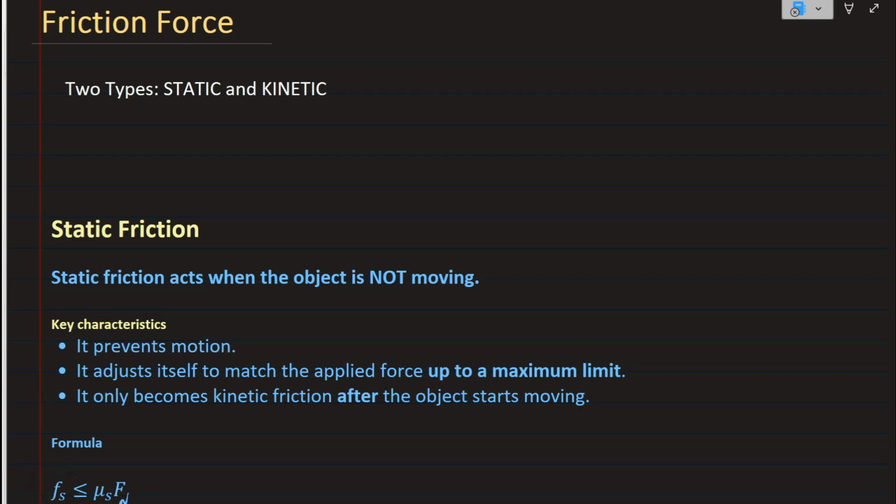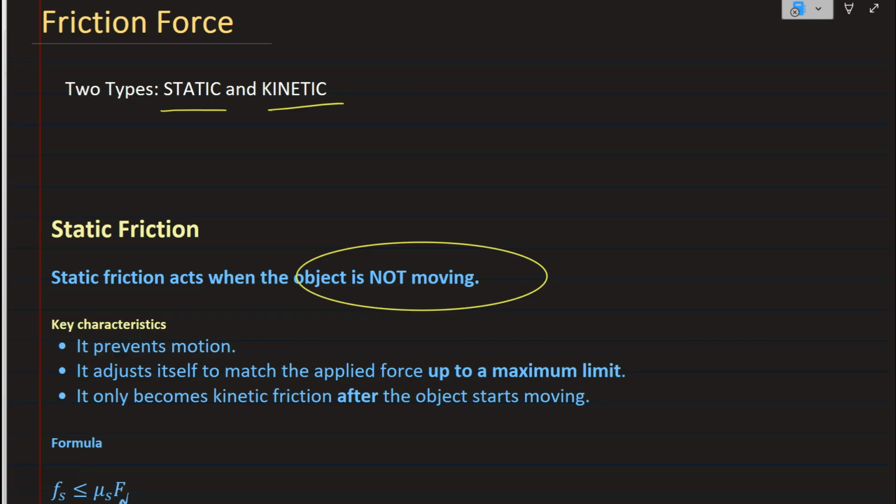All right, let's talk about friction force for this lesson. Two types of friction force we have: static and kinetic friction force, and we're going to talk about each one. First, static friction basically acts when the object is not moving. Simple as that, is not moving.